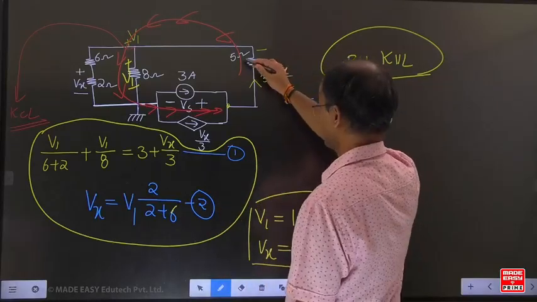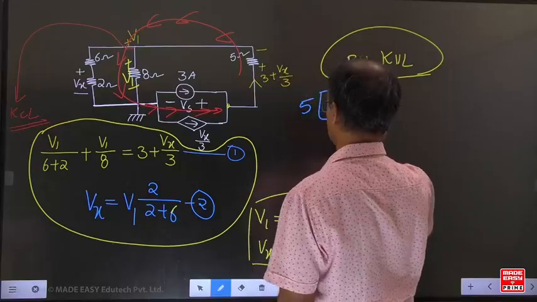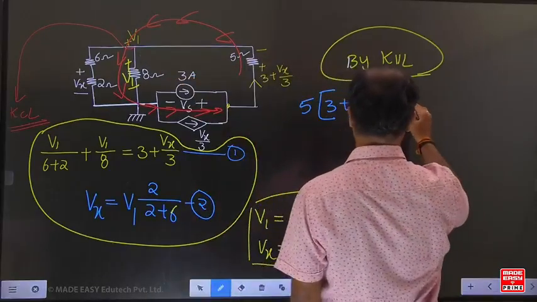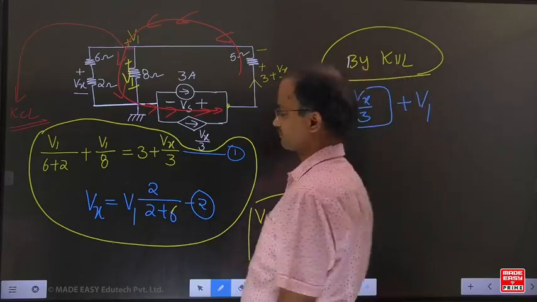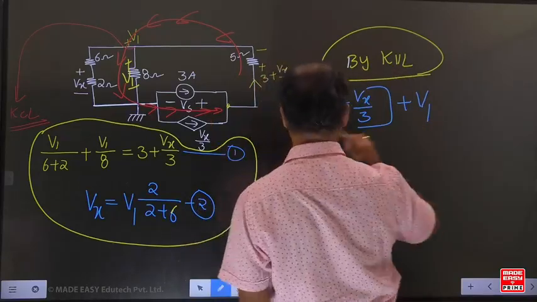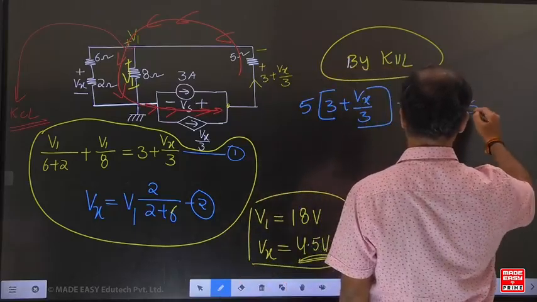ओके, इधर करंट कितना जा रहा है जी? रेजिस्टेंस 5. करंट कितना है? 3 + Vx/3. अगेन द हाइयर पोटेंशियल टू लोअर पोटेंशियल वोल्टेज ड्रॉप. अगेन हियर लोअर पोटेंशियल टू हाइयर पोटेंशियल वोल्टेज राइज.